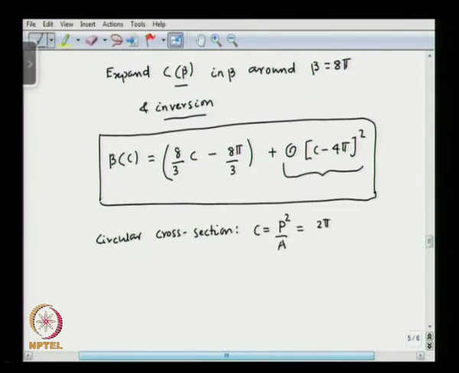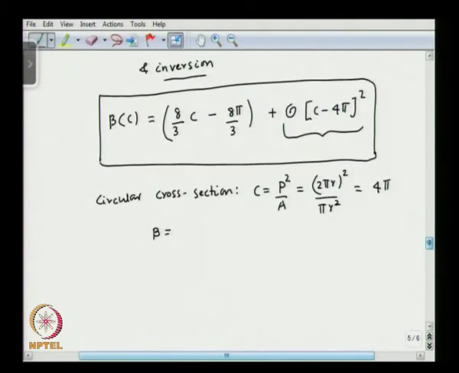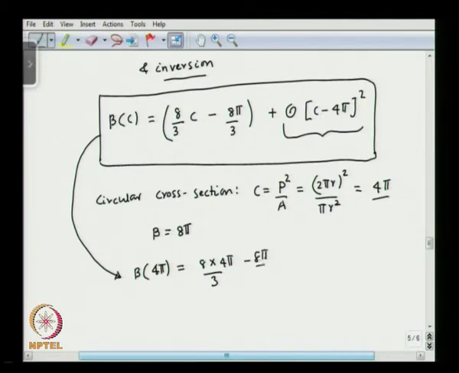So, we have 2 pi r as the perimeter, squared, over pi r square. So, we get 4 pi, right. And beta for circular cross section we have calculated here, it is 8 pi. Now, if you use this equation, beta for C is 4 pi, then we get 8 into 4 pi divided by 3 minus 8 pi by 3. So, you get this as 8 pi.